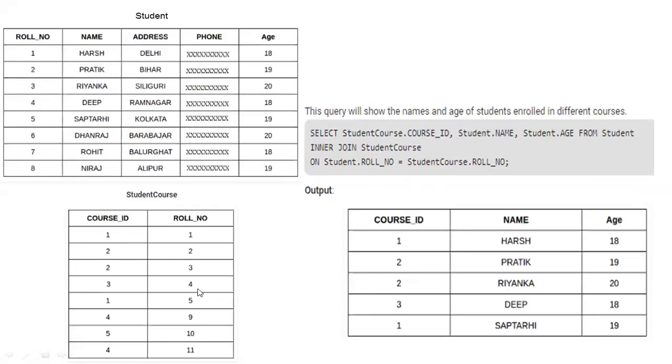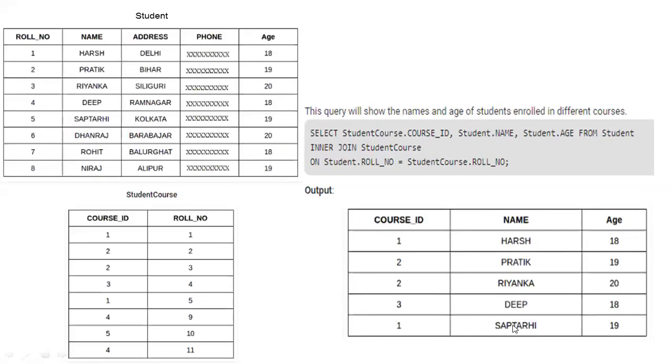So roll number 1, 2, 3, 4, 5, and then 9. So those things are there, but based on the course ID matching, you are combining these two tables, right? So here 1 Harris and 18, 2 Pratt. So it is difficult to read, right? So Patrick and then 19, and Rianka 20, and then Deep 18, and Saprathi 19. Sorry, I'm not able to spell it properly. So okay, it doesn't matter, right?